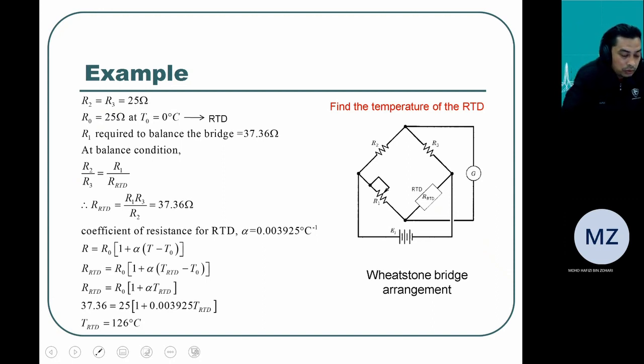Alright. So the most important thing is once you get the RTD, you just include it into the equation. So this is RTD here. R0 is given, the coefficient is given, and T0 is given. Now we can simply calculate the T value. The T value becomes 1126.